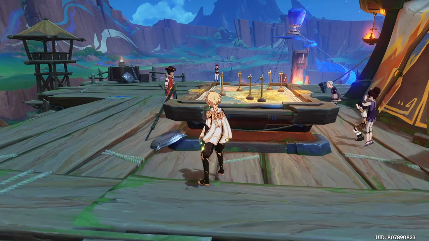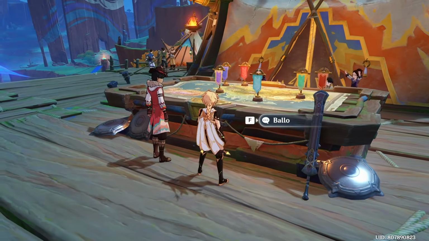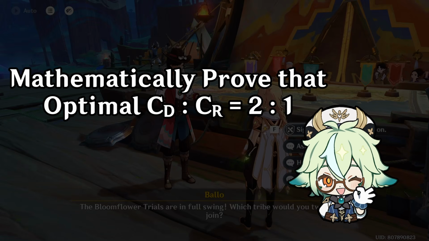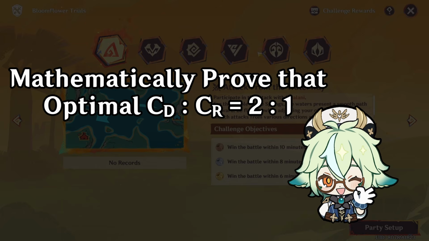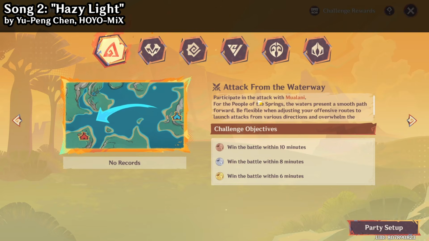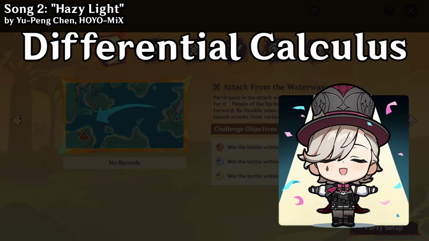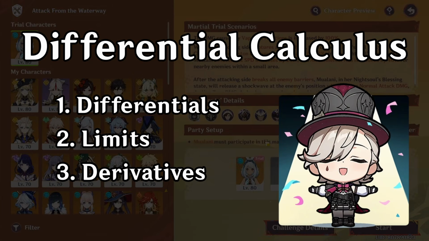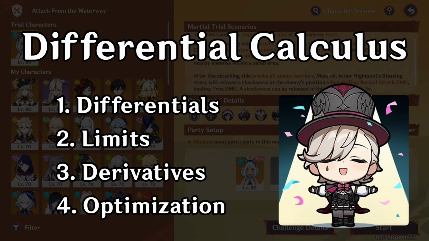Hello, Count Sacke here, back with another Genshin Impact video. Today, I'll be showing how to mathematically prove that 2:1 truly is the optimal crit damage to crit rate ratio. To do this, I'll be introducing differential calculus, where I'll cover differentials, limits, derivatives, and lastly, optimization.